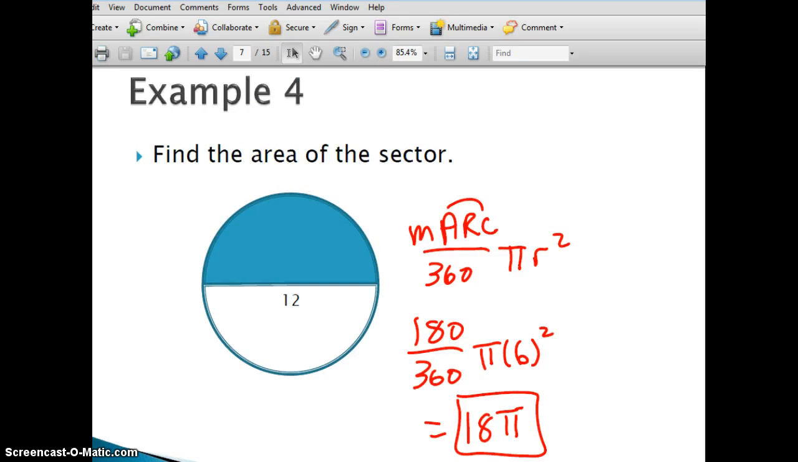Example number 4, we're trying to find the area of this sector, and you might notice that this sector is actually a semicircle. So if we were to find the area of that particular sector, we could take 180 divided by 360. It's going to reduce down to 1/2, and then multiply it by pi times 6 squared. Notice it's not 12 squared. The diameter is 12, not the radius. So the radius is going to be half of that number. So 1/2 of 36 pi will give me 18 pi.